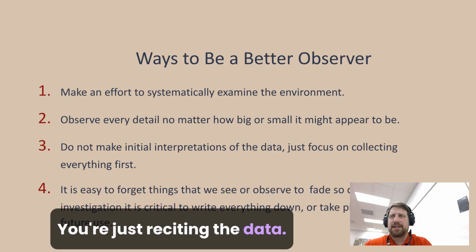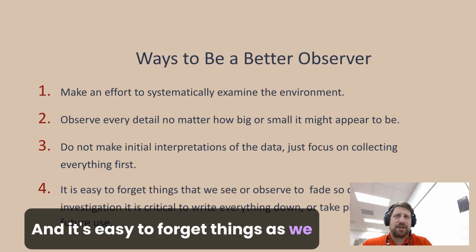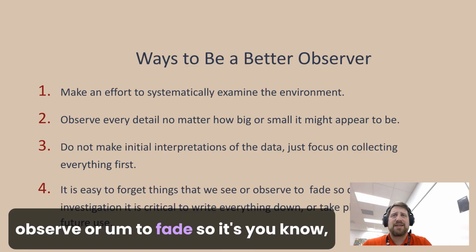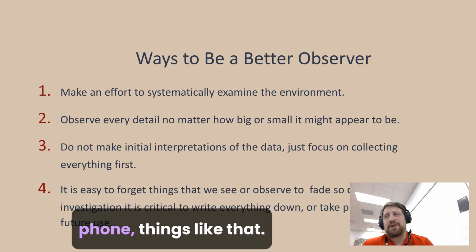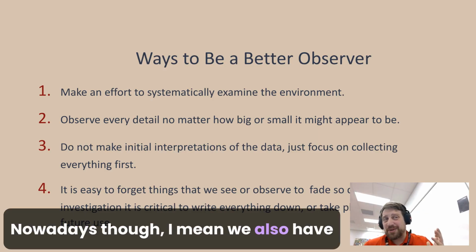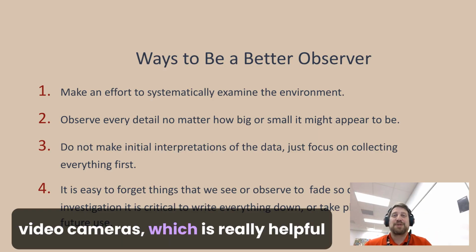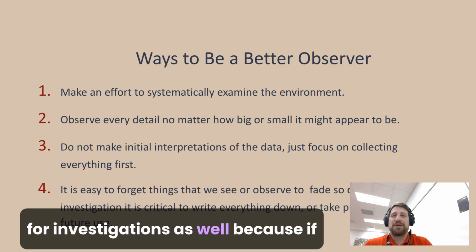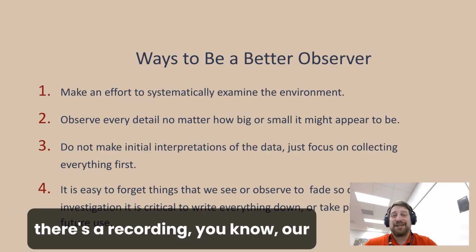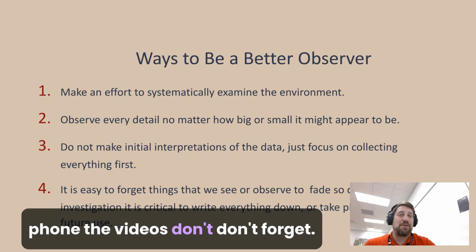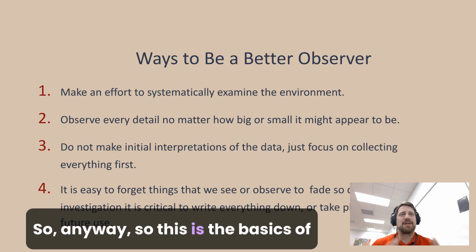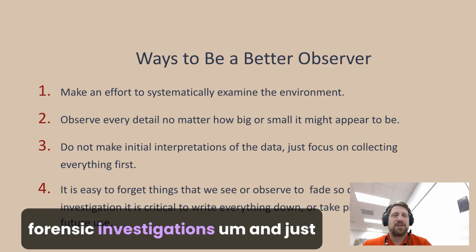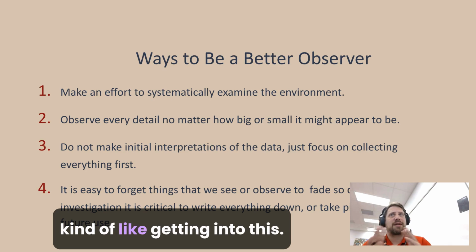You're just reciting the data, and it's easy to forget things as we observe, to fade. So it's important to write things down. Maybe record an audio note on your phone, things like that. Nowadays, though, we also have video cameras, which is really helpful for investigations as well. Because if there's a recording, on our phone, the videos don't forget, so that helps out a lot. So, anyway, this is the basics of forensic investigations, and just kind of getting into this.